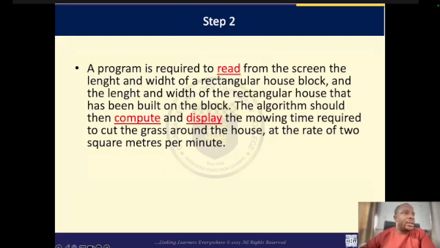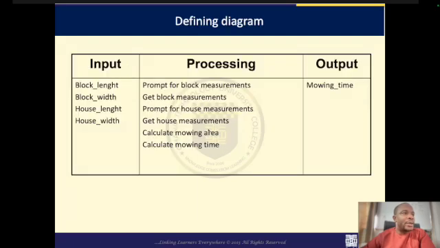So from the question, you can see that the program is required to read. So the first thing you are being required to do is to read. After reading, you are being asked to compute. And then after computing, you are being asked to display. So let us go back to our definition table and fill it out.